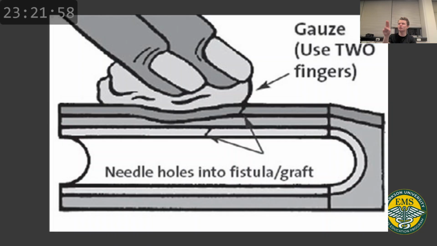A piece of gauze, two fingers, pressure. Usually they're somewhere here on the forearm. So a little bit of pressure, and you're golden.